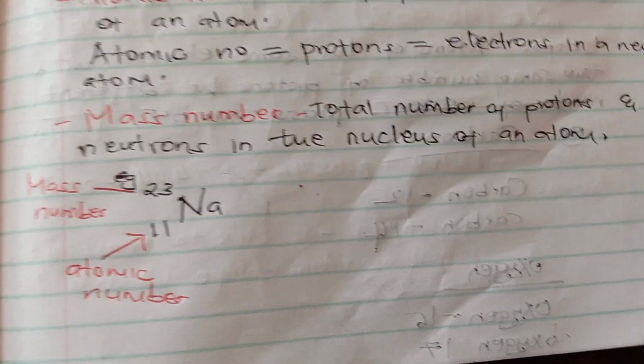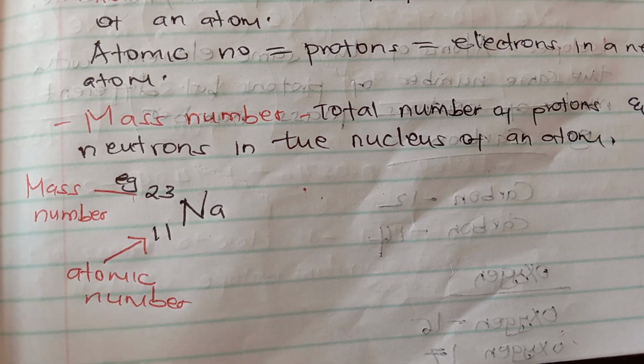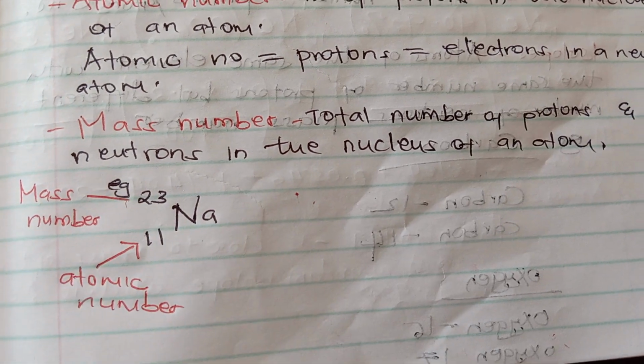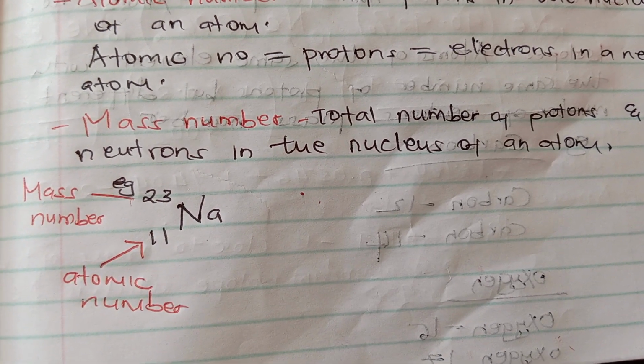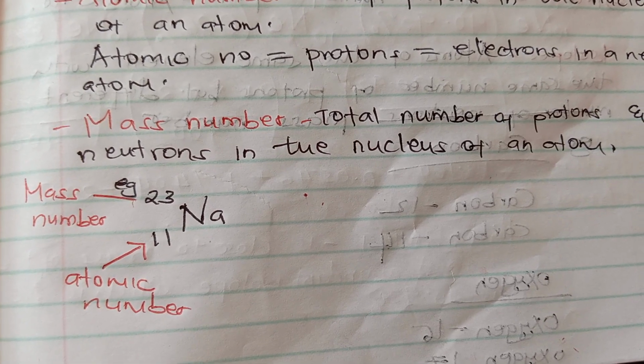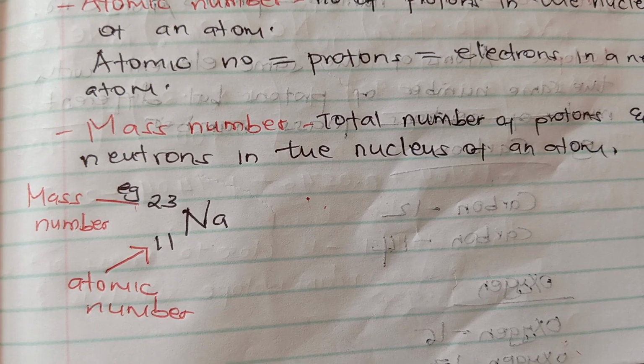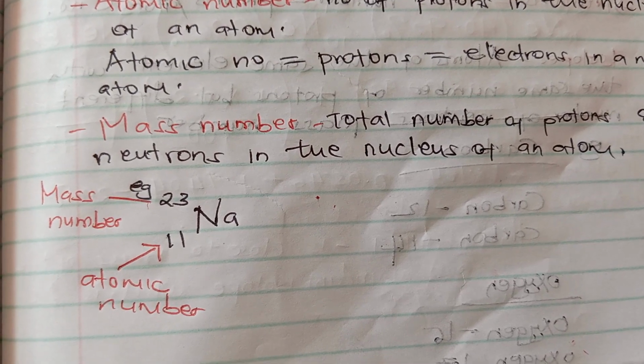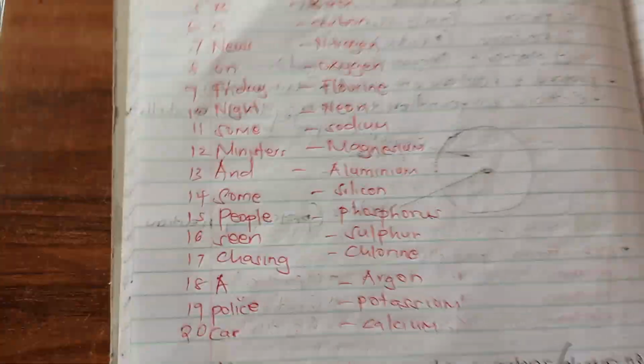I've shown an example there to explain atomic number and mass number. Sodium, for example, has an atomic number of 11 and a mass number of 23. So the subscript is the atomic number, while the mass number is the superscript.